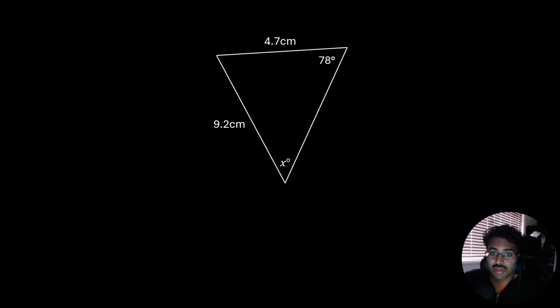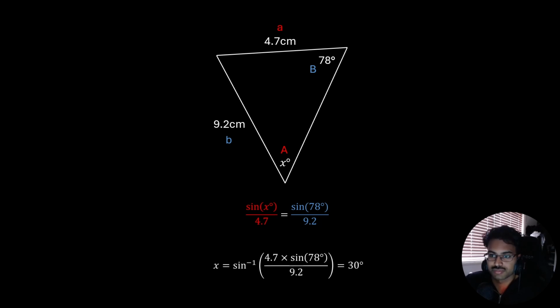Here we have another unknown angle x, and we're going to do the exact same thing we did in the last question. So the first step is labeling our unknown angle as capital A, labeling our side as small a, and then the same capital B and small b. So then we have sine x over 4.7 equals sine 78 over 9.2. And then we do the same thing, so we inverse sine the other side, and I've just skipped a step here to make it easier, but as you can see, we get an angle of 30 degrees.